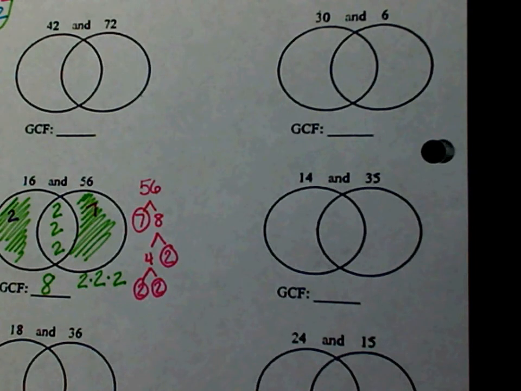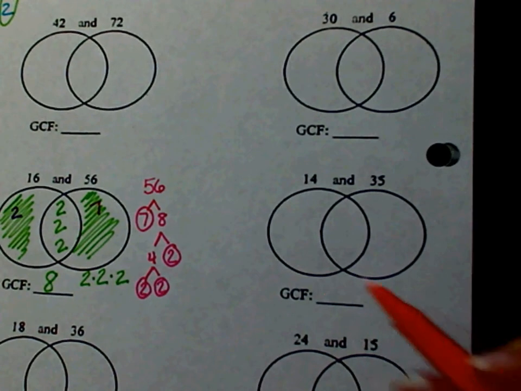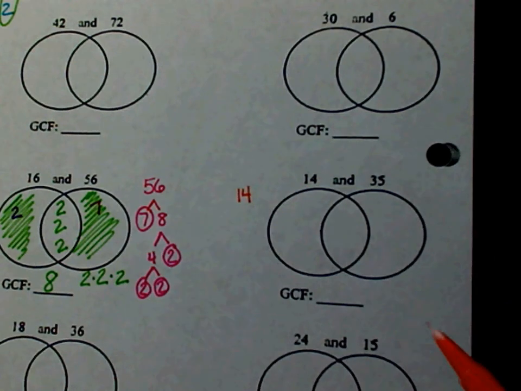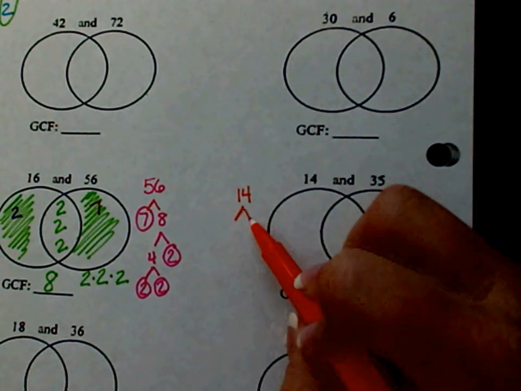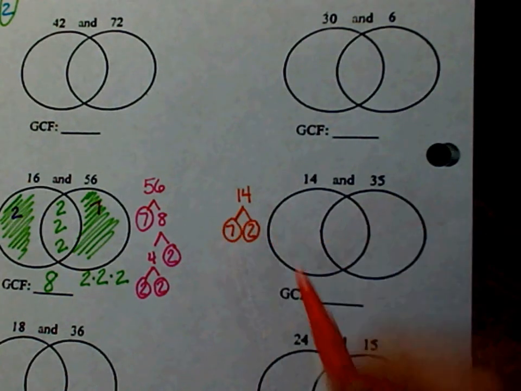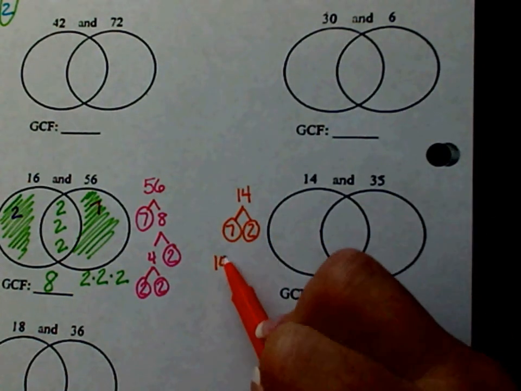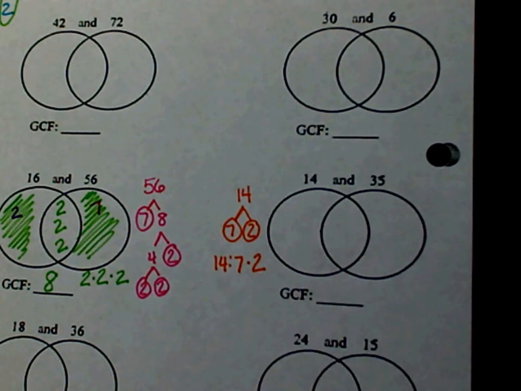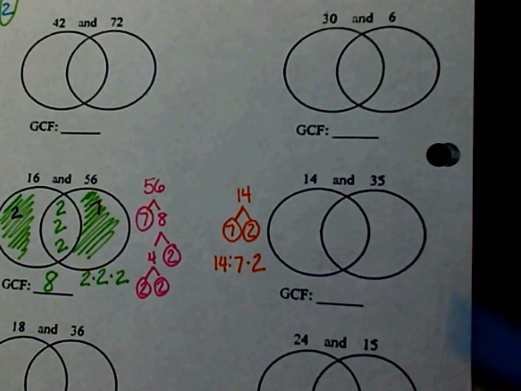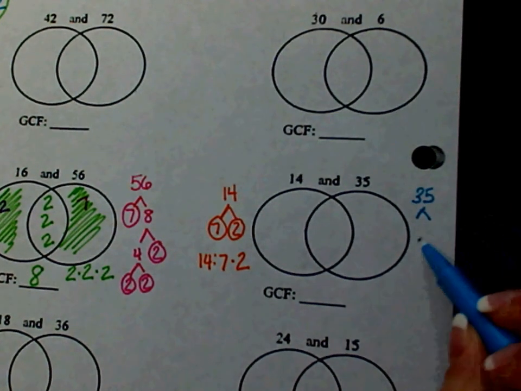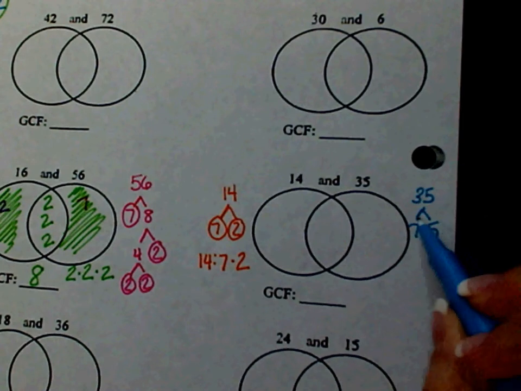Okay, so you should have tried this one on your own, but we're going to check it. First we need to break down into prime factorization. 14 we can break down into 7 and 2. Both are prime, so I'm going to circle both. So for the number 14, my prime factorization is 7 times 2. For 35, I'm going to break it down. It's 7 and 5. Those are both prime.